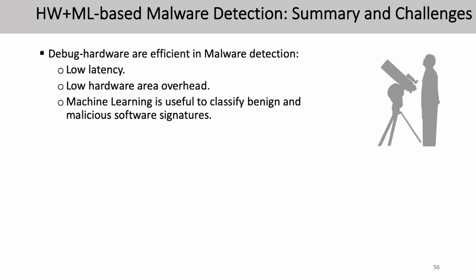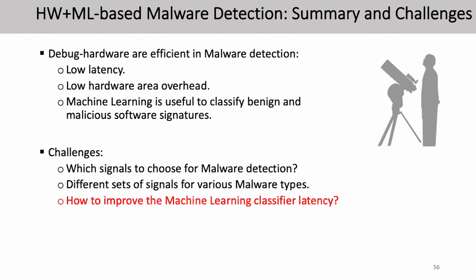So to summarize, the debug hardware is efficient in malware detection, with low latency and low hardware overhead, and machine learning is useful to classify benign and malicious software signatures. The challenges are which signals to choose for malware detection. Right now, we are repurposing the signals for post-silicon validation, but are they useful? Should we choose some other signals? Should we use a different set of signals for various malware types, and how do we improve the machine learning classifier latency?